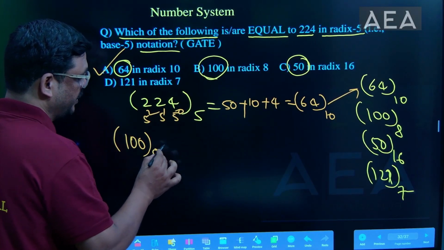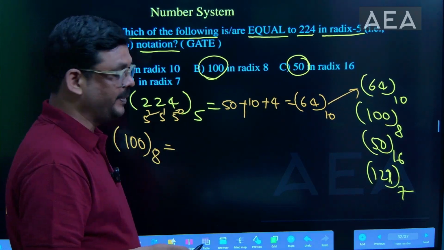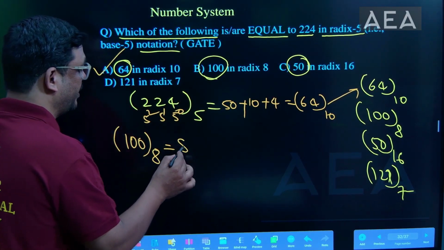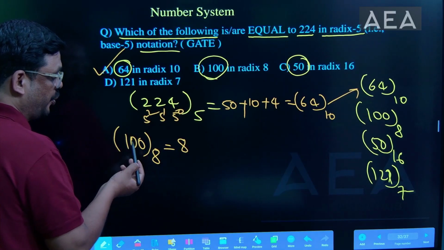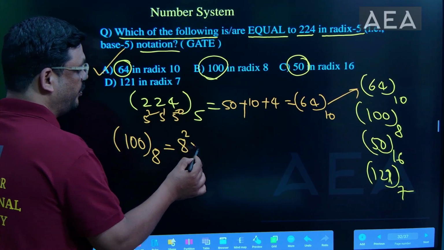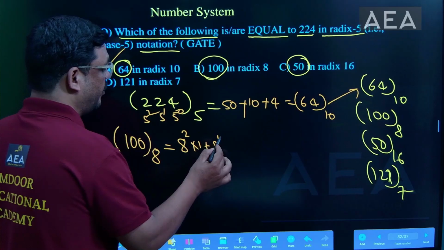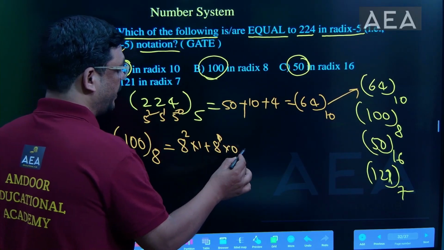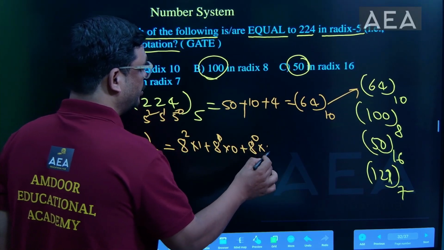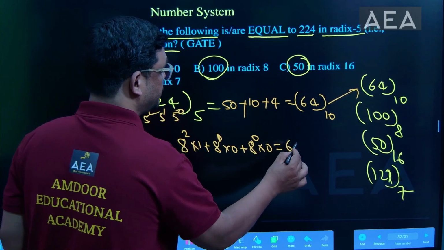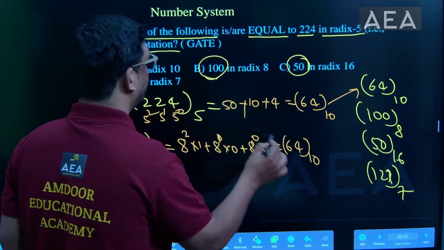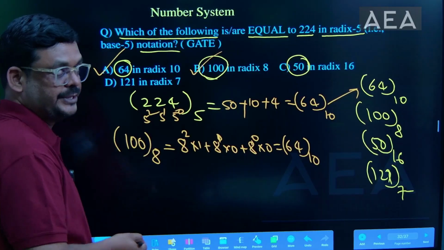100 with base 8. Convert into the decimal number system. The decimal number system is obtained by multiplying by powers of 8: 8 power 0, 8 power 1, 8 power 2. So 8 power 2 into 1, 8 power 1 into 0 plus 8 power 0 into 0. That becomes 64. So this option is also correct.